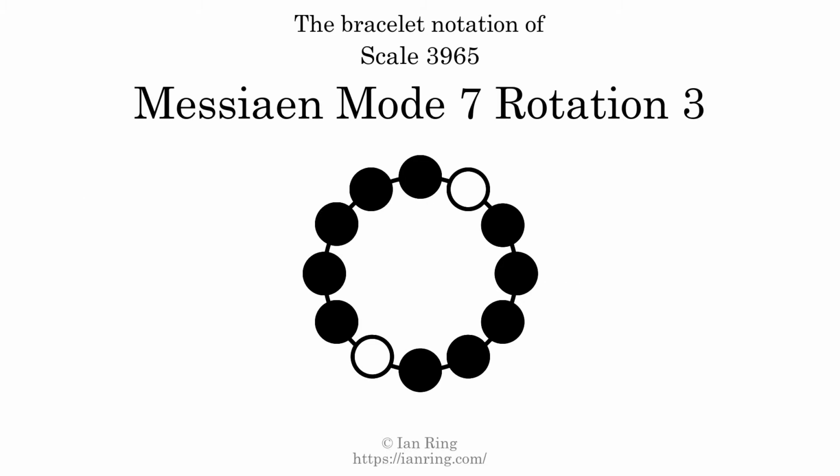This is a bracelet notation diagram of scale 3965. The shaded circles represent tones that appear in the scale, and they are read clockwise, starting at the top.